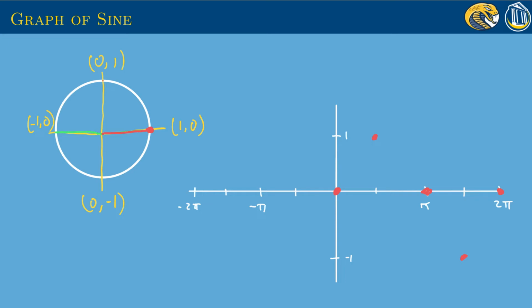You can double check this on your own, but if we go the other way, the negative angles will be a mirror image of this. If we put a smooth curve through all of these points, we get our graph of sine, which looks kind of like this. We'll show this on Desmos during class.